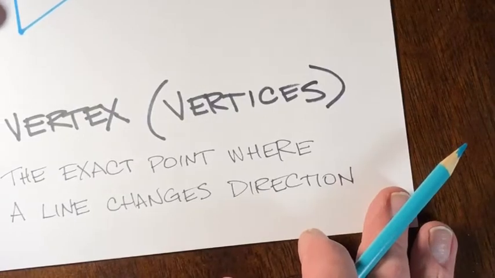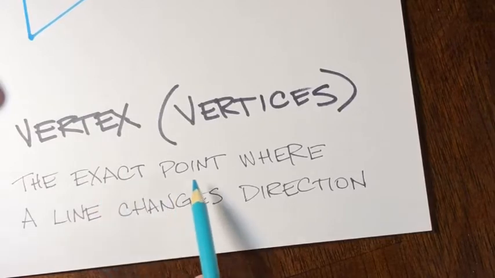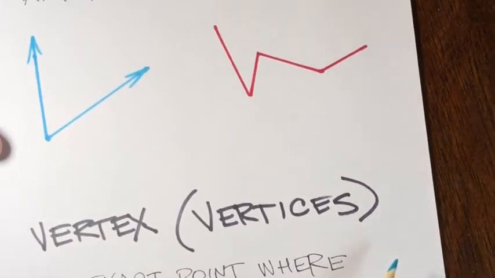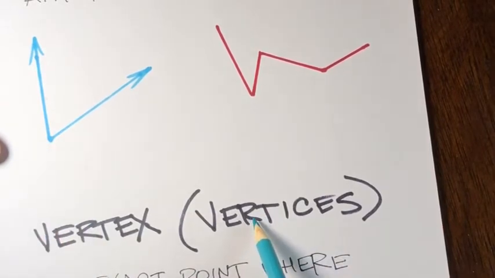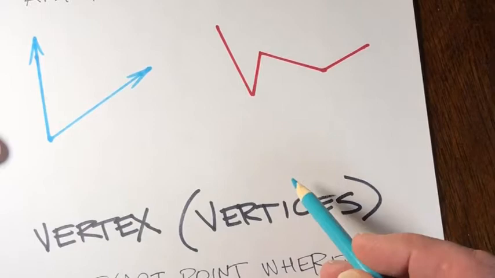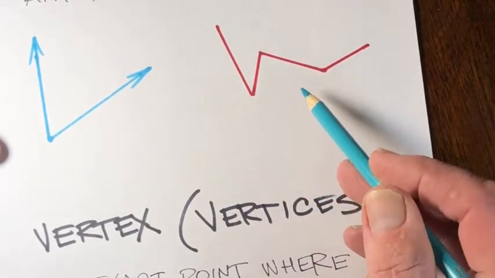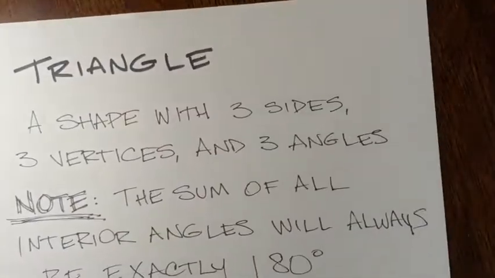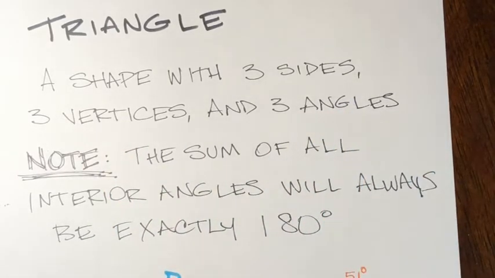You may remember from last time that we had something called a vertex, and the vertex is the exact point where a line changes direction. So a vertex, we had one here, and vertices is the plural form of that. So vertices, we have 1, 2, 3. We have 3 vertices. So take that and use that for our next set of lessons here. We talk about triangles, and triangles are shaped with 3 sides, 3 vertices, and 3 angles.